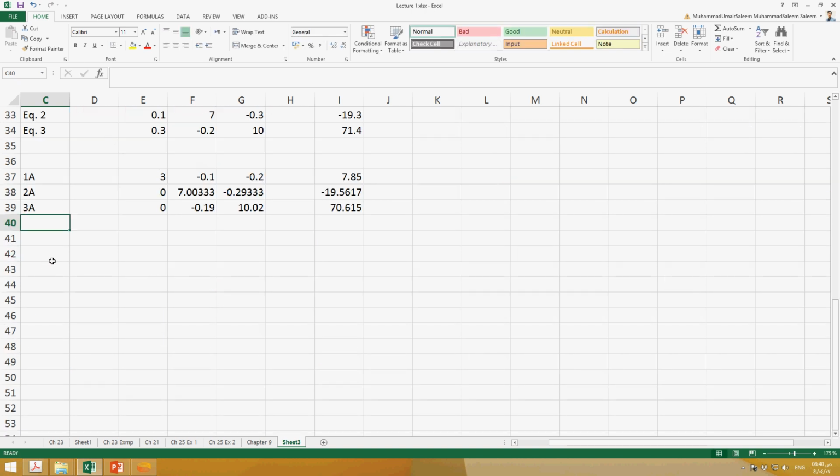Now in the next step, all these terms are actually a22 dash, a23 dash, and this is b2 dash, and the same way this is a32 dash and a33. I'm sorry.